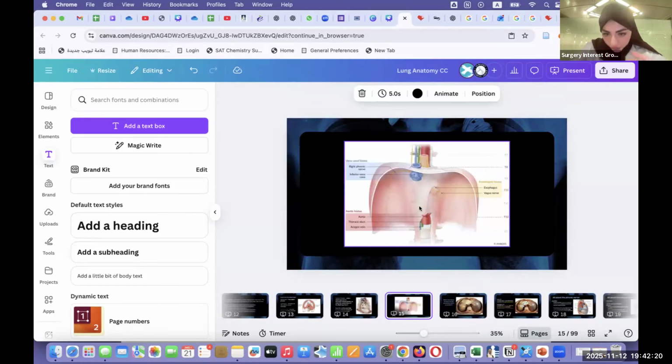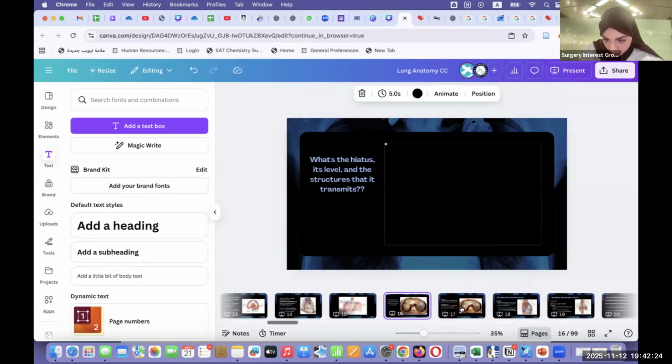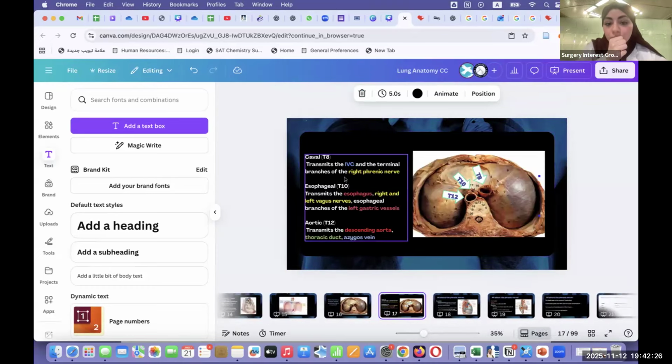So this, if I were to tilt them a little bit more down, you can see the inferior surface. Make sense? Okay, Alhamdulillah. For the esophagus, again, recall that it will have the left vagus nerve with it and the left gastric vessels. And for T12, it will transmit the descending aorta. And again, be careful of the descending aorta because I don't know what they could change in the MCQ.